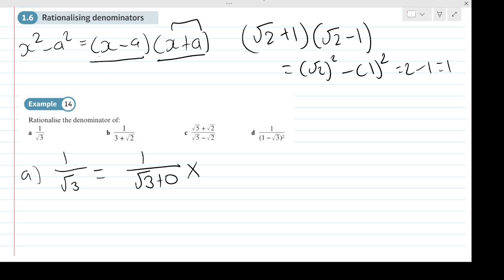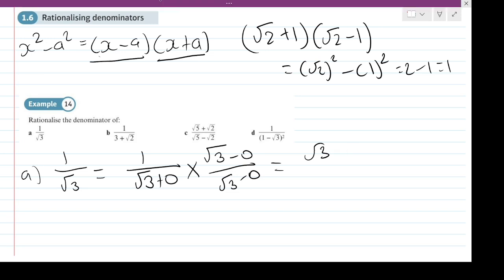Okay, just to be clear. So then if I times by the negative parts, so if I take them away, I'm going to times by root 3 minus 0 over root 3 minus 0. Hopefully then you'd notice that if I times across the top and bottom, as with multiplying fractions, that goes to root 3, take away 0, but taking and adding 0 is just nothing, so I can leave that there as root 3.